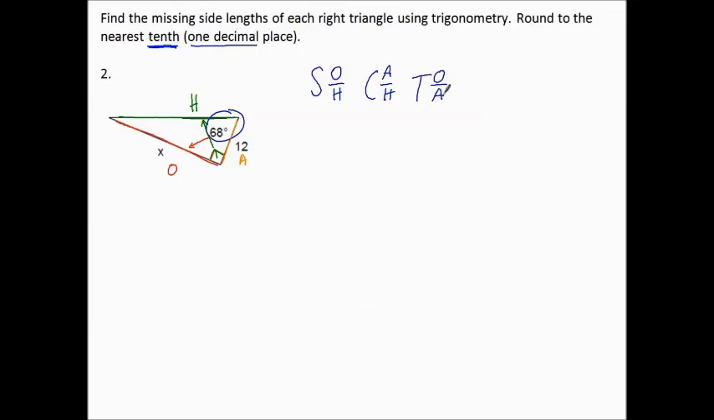We have to pick a side that we have, that's the 12, and a side that we need, that's the x. OA, that goes for tangent. So now I write tangent, the angle from which I'm looking, 68 degrees equals O before A. O is the x, A is the 12. Now notice that this time the x is on top. So we don't have to do any interchanging to get x by itself, but we do have to get rid of the divided by 12.